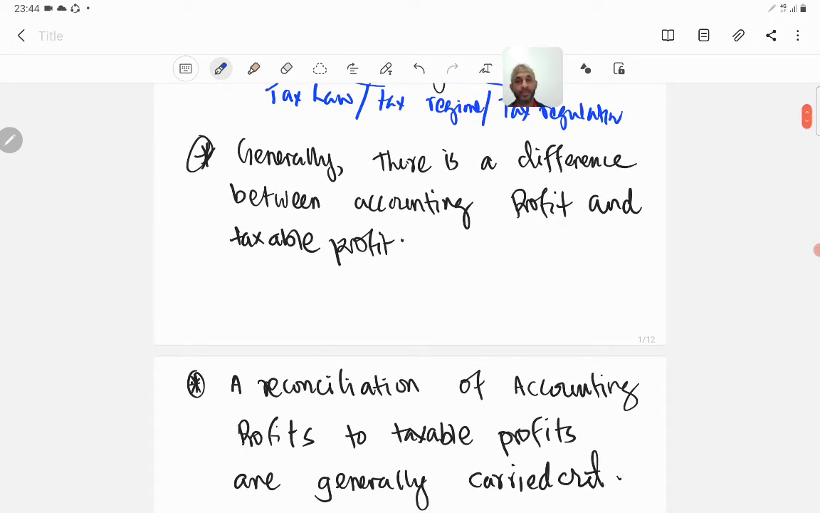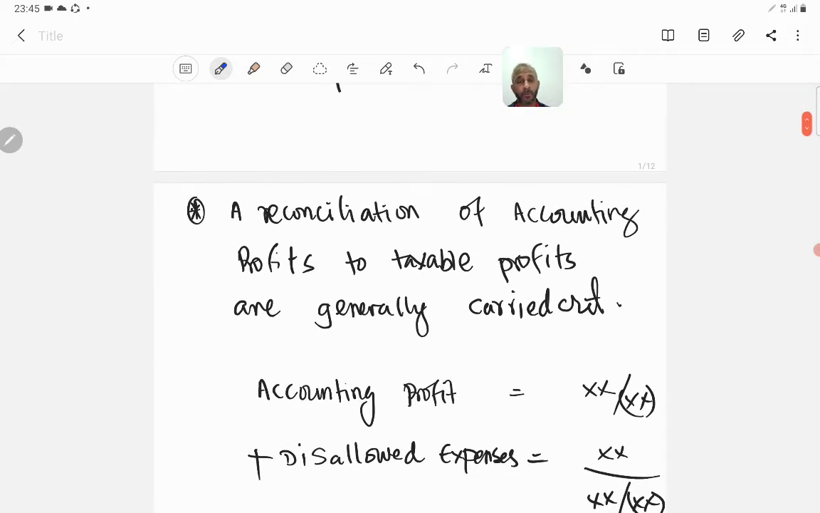So that's the fact that we need to emphasize. So, accordingly, an accountant has to produce a reconciliation. What will happen is, after the basic preparers of financial statements produce this accounting profit, they will submit this to the tax specialist, who will come up with their own taxable profit, which needs to be reconciled. A reconciliation of accounting profit to taxable profit is generally carried out.